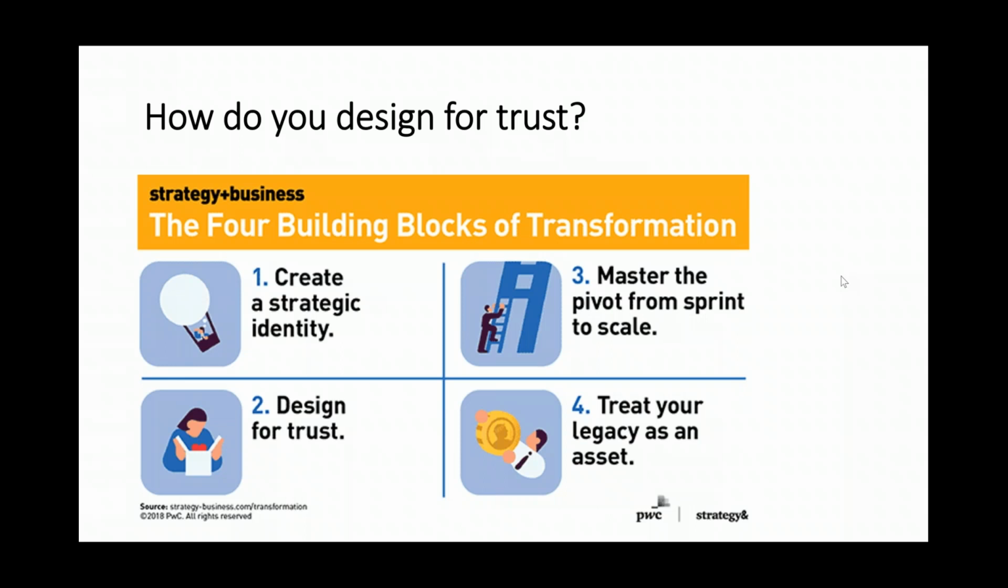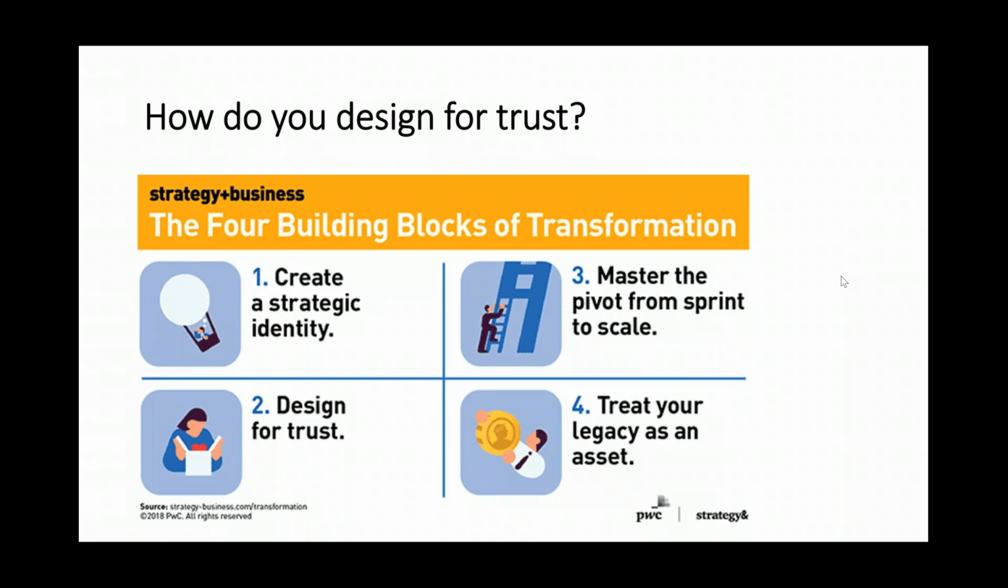PwC, one of the thought leaders in strategy and business, has what they call the 4 building blocks of transformation to, number 1, create a strategic identity. That's right up their alley, because they want you to engage them as consultants so that they can help you to define that strategic identity. Then you'll want to design for trust, then master the pivot from the sprint to the scale, and treat your legacy as an asset ultimately.